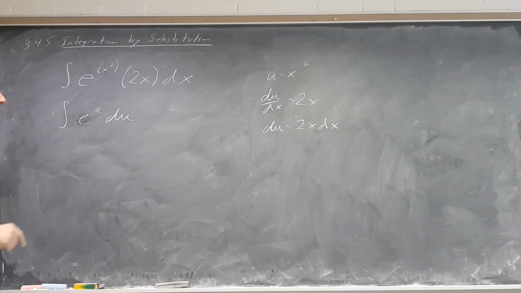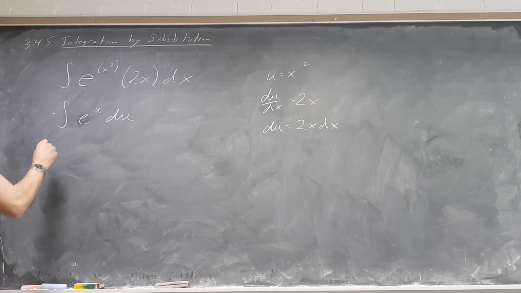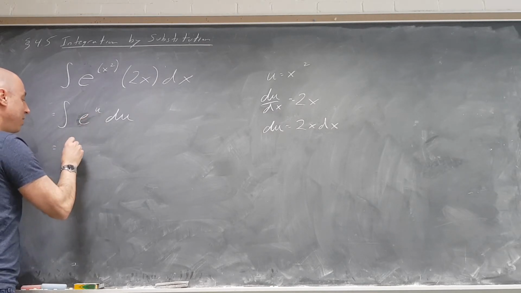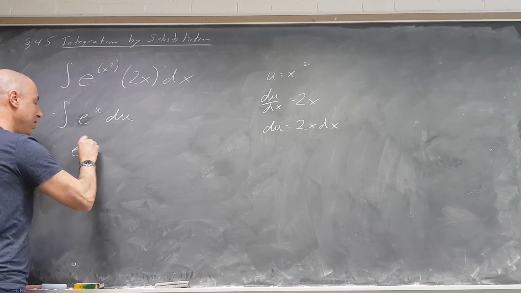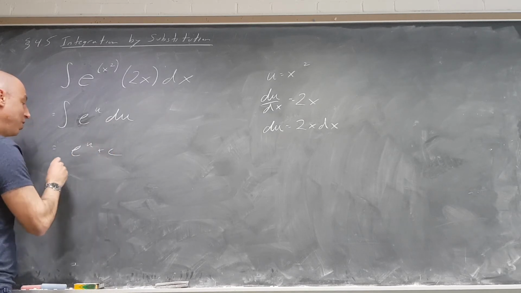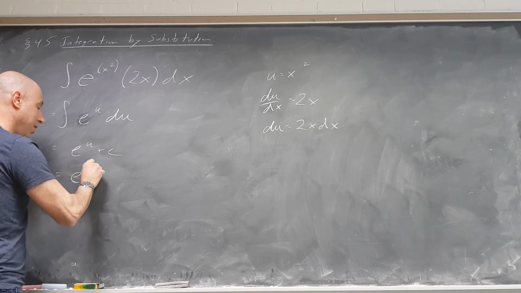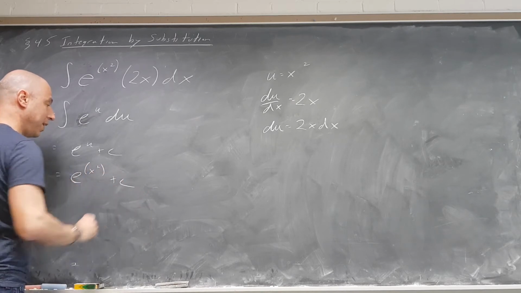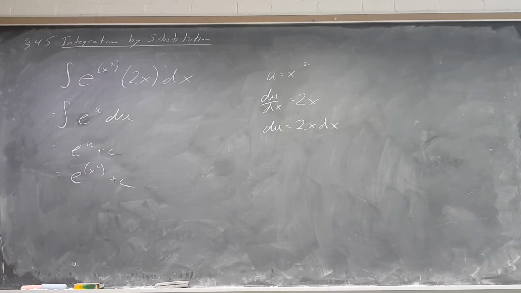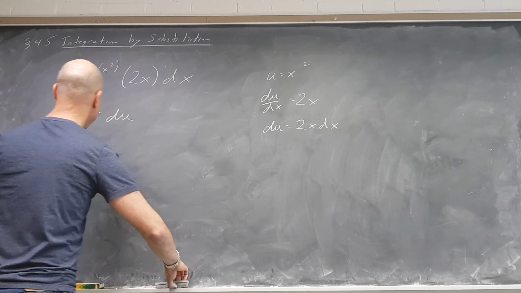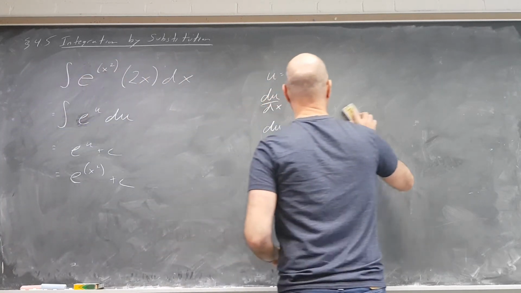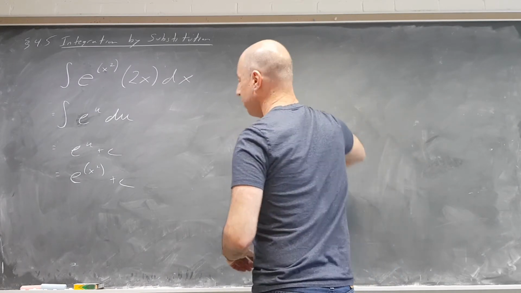We replaced what looks like a hard integral by a much easier one. The antiderivative of e to the u with respect to u is just e to the u plus a constant. Let's put u back in, e to the x squared plus a constant. Let's go ahead and do another problem that looks very similar, because it is very similar.